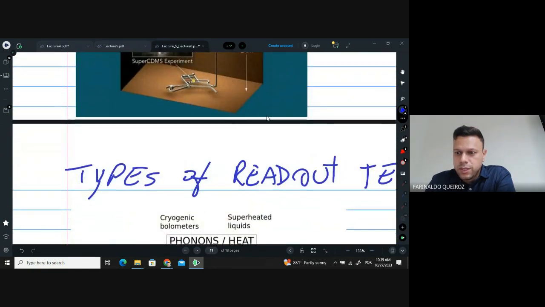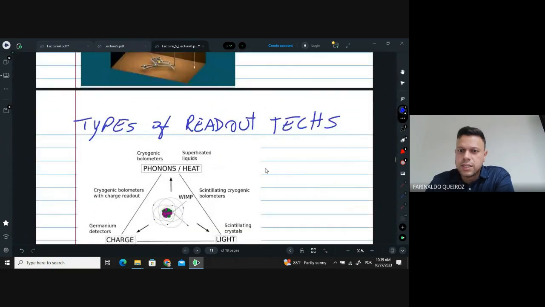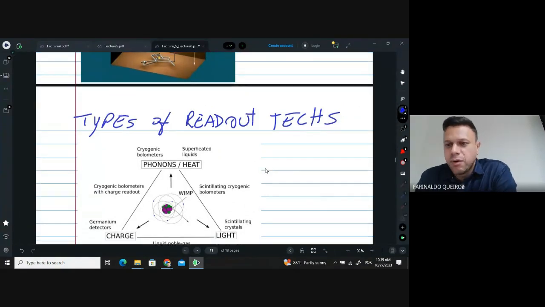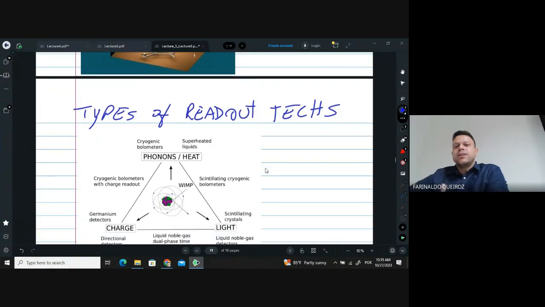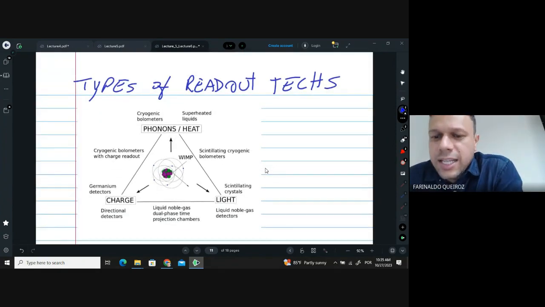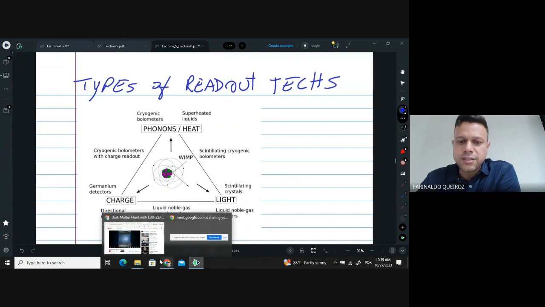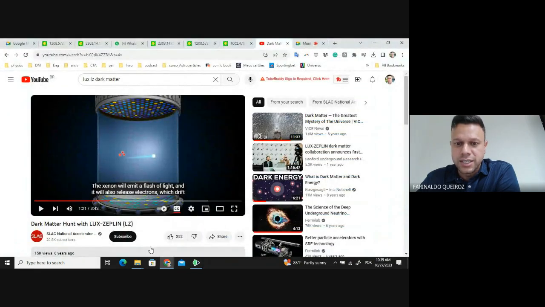And now let's go into the details. So, the types of readout techniques. You have different dark matter detectors, and they measure the signals in a different way. Some of them rely on phonons and heat, some others on charge or ionization, and some others on light, which is related to ionization, but it's just measuring light.